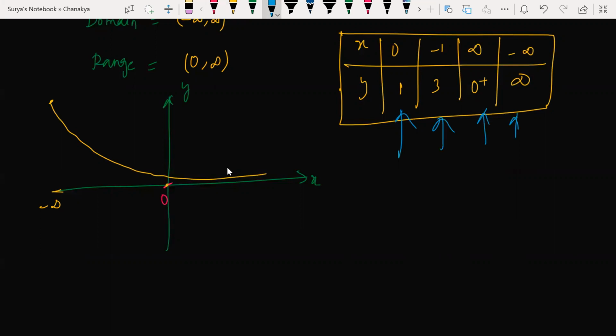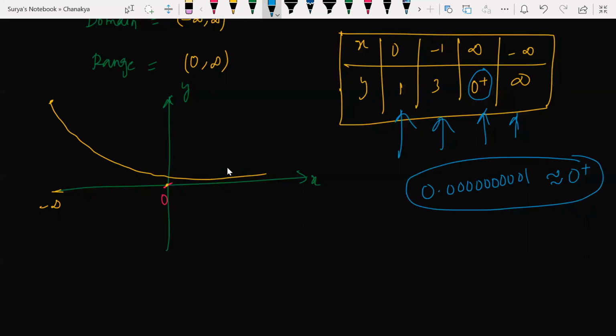Check kar lo. Anywhere you will not know, sir, you got 0 right here. That is not 0 beta, that is 0 plus something. 0 plus something is nothing but 0.000000001. How come it is equal to 0? We take this as approximately 0, but that is not exactly 0. That is why I'm denoting it with 0 plus here. Okay beta, that is why you won't touch the origin here. That is how the graph of this function is going to be.